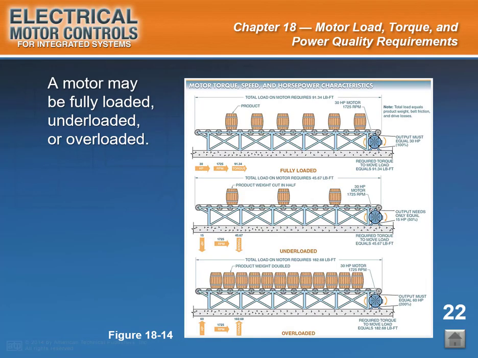Slide caption: A motor may be fully loaded, underloaded, or overloaded. See figure 18-14. If a motor is fully loaded, it produces full load torque. If a motor is underloaded, it produces less than full load torque. If a motor is overloaded, it must produce more than full load torque to keep the load operating at the motor's rated speed. End of slide 22.